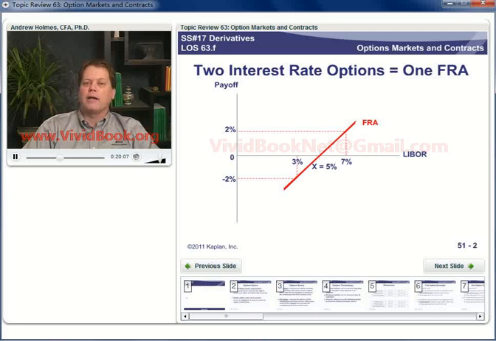The notion here is that we can take two interest rate options and combine them to make one FRA. If we had an interest rate option at 5%, that would say if interest rates fell below 5%, what would our payoff be? Well, we have a call option at 5%. If interest rates end up at 5% or below, then the payoff is equal to 0. As interest rates go up above 5%, then we're going to get a payoff that looks like this.